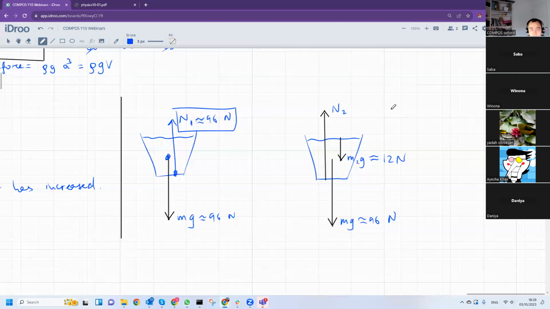So you can see that the normal reaction force is m2g plus mg. So that's 12 plus 96. So it has to be balanced. The upwards force has to be the same as the downwards force. So that's 108 newtons. So the reading on the scale will be 10.8 kilograms, because 108 newtons corresponds to 10.8 kilograms.